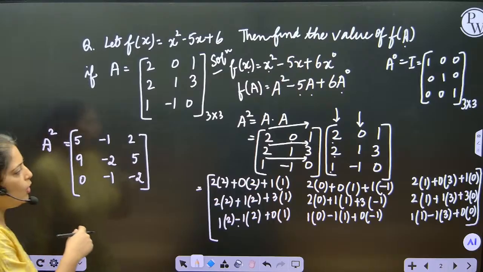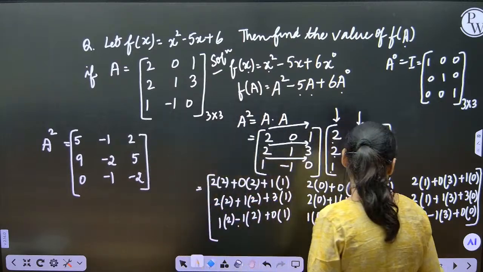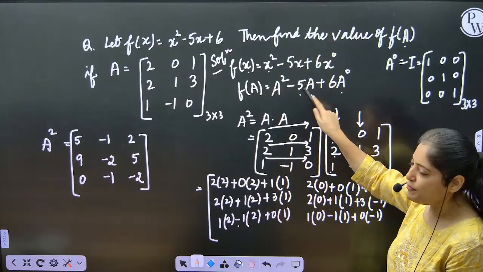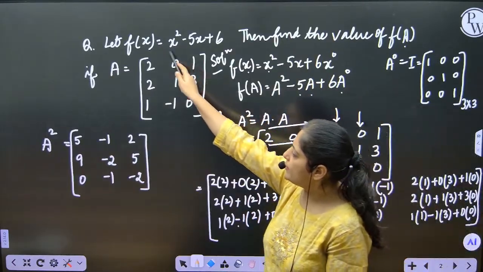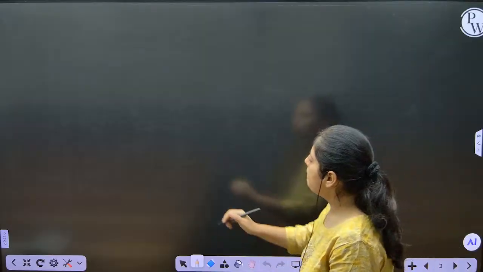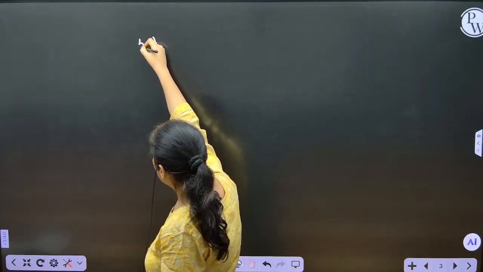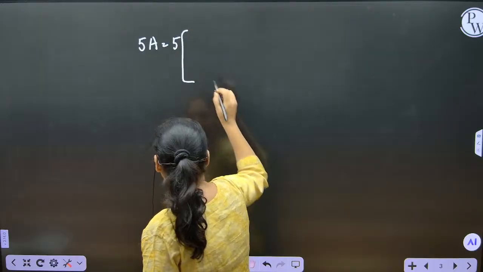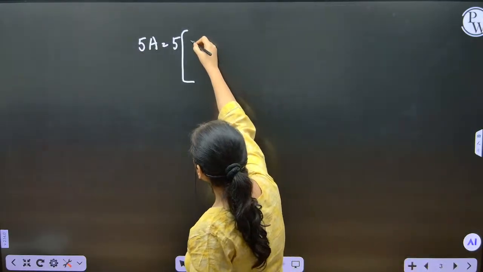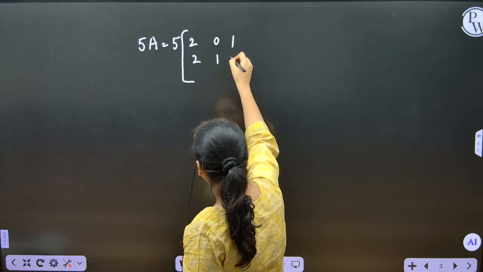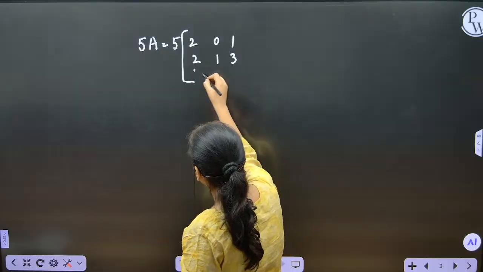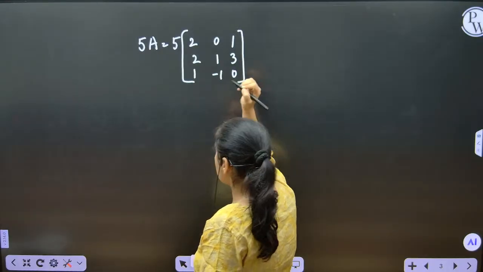All right. Now, anyhow the space is not there, so I have to use the next slide now. Now what he is asking, the next step is 5 into A. 5 into A means what? This matrix is getting multiplied with 5 only. So A matrix is nothing but whatever. So 5 into A. A matrix is which matrix? 2 0 1, 2 1 3, 1 minus 1 0. So this is the matrix.